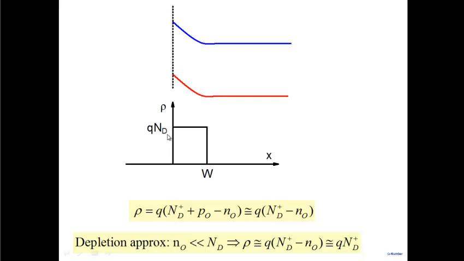Rho, as we said, is basically equal to q times nd plus minus n0, where p0 we are neglecting. And we are saying in this region here, a region of width W, which is the depletion width, n0 is much, much smaller than nd, and therefore rho we can approximate simply as q nd plus. All right, it's a common mistake that people make. They say electron density here is zero. That's not true. Electron density in this region is not zero. All you need is for electron density to be much smaller than the doping. That's all. It's much smaller than the doping, and therefore I can say rho equal to q nd plus.